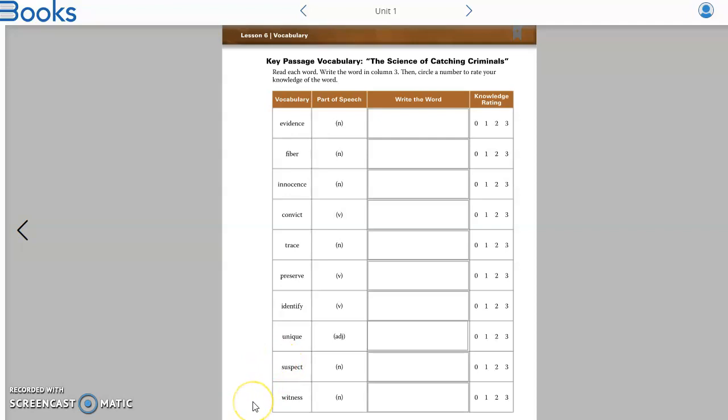This concludes page 18, review of the vocabulary passage. Again, there is no submission necessary for this page.